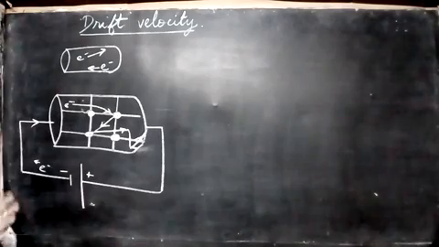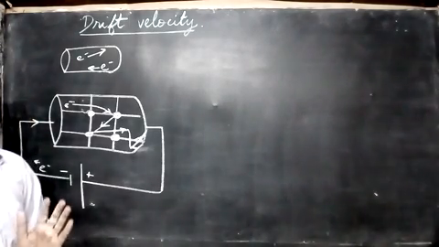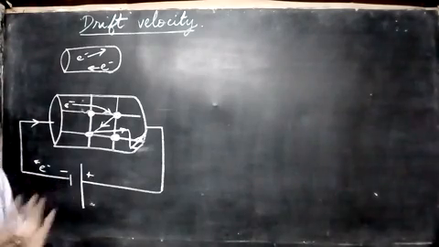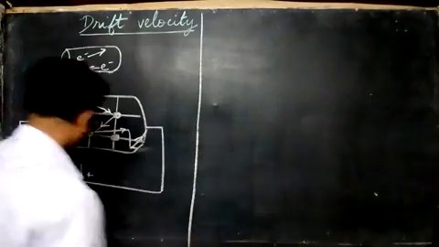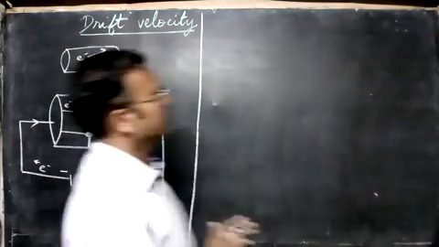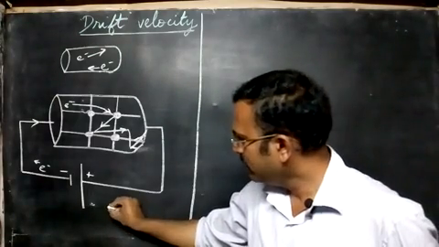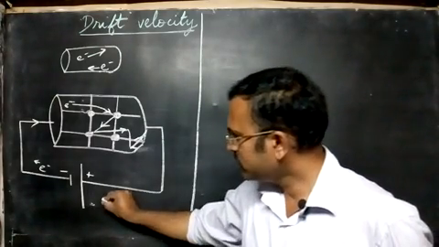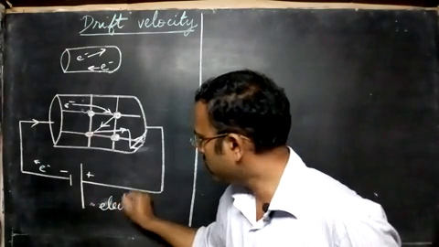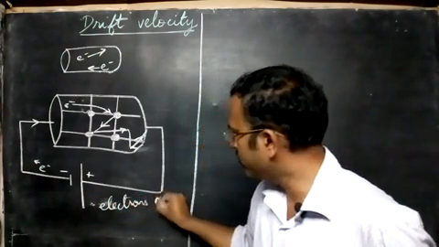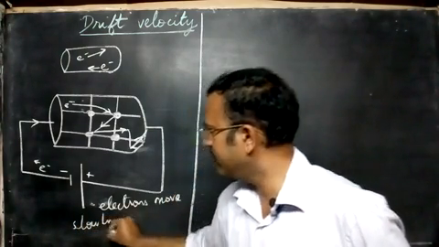Now let's see, will electrons go very fast? No, the electrons don't go very fast. They go very, very slowly. Let me draw it and explain how it is. So we say the electrons move very slowly. That's called drift velocity.